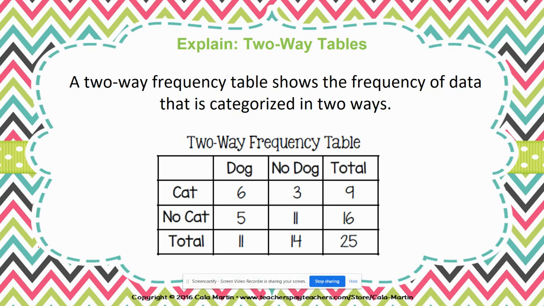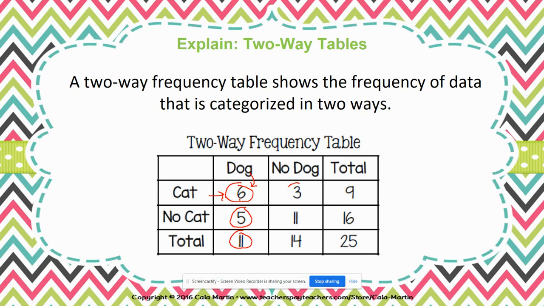All right, so what is a two-way table? A two-way frequency table is a table that shows the frequency of data that's categorized in two ways. When you look at this frequency table, you see it's comparing people who own dogs to cats. This number here, this 6, is where someone owns a dog and also owns a cat. 5 people in this category own a dog but don't own a cat. And out of everyone surveyed, 11 people own a dog.